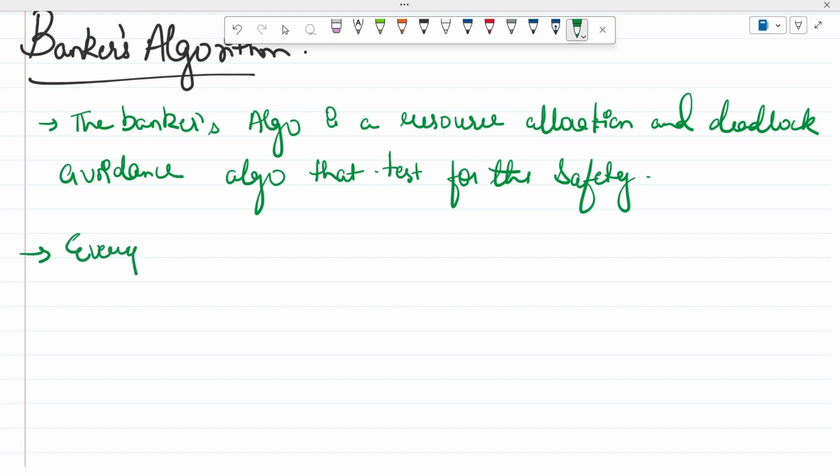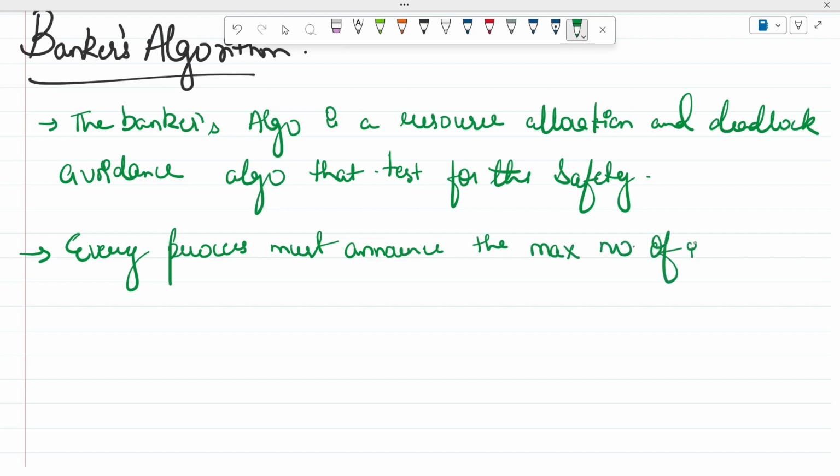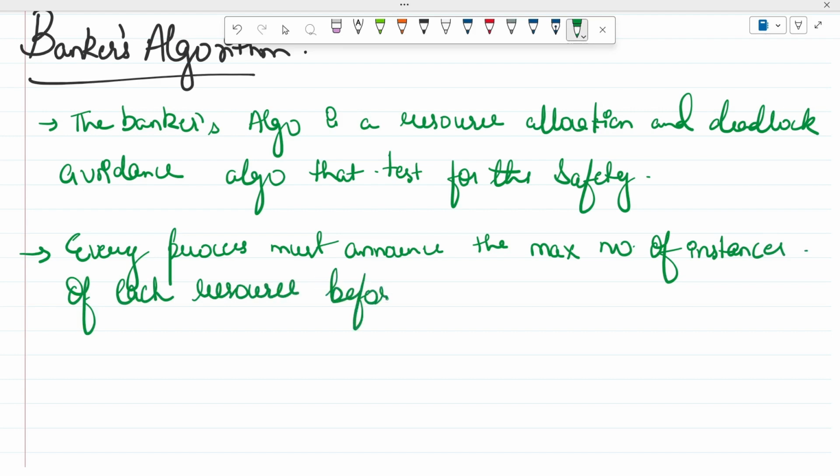Every process must announce the maximum number of instances of each resource before the process starts execution. This is what the process has to tell initially, the maximum number of instances.